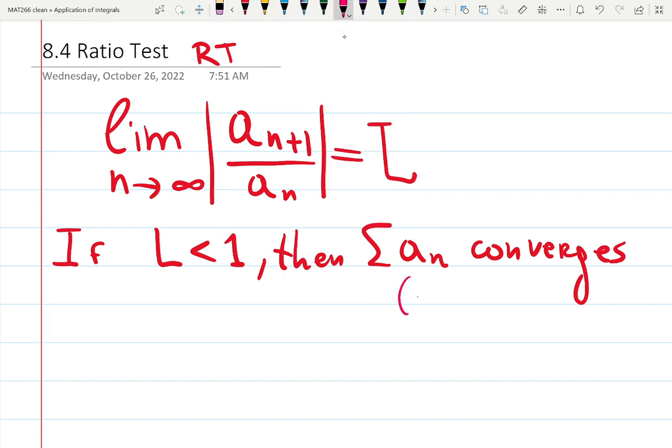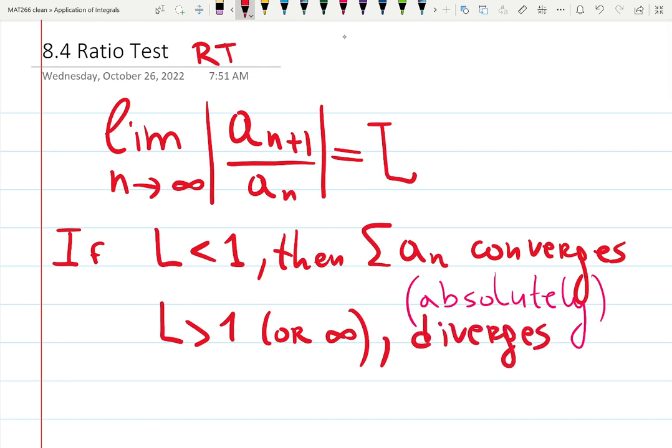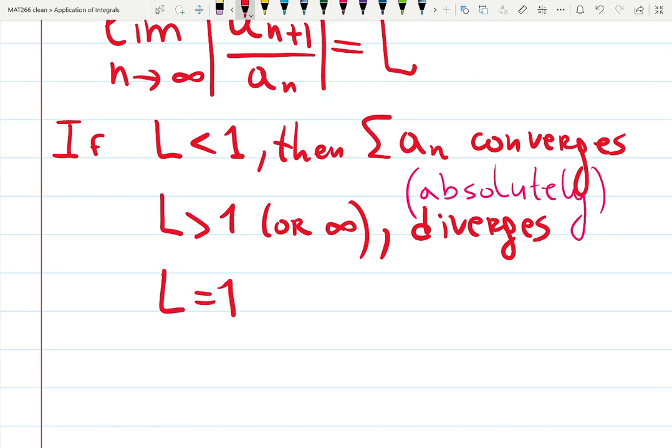What does it mean? Absolutely. It's a pretty important term in mathematics. Converges absolutely. If the ratio is greater than 1, like 4/3, 10/1, the numbers are getting bigger because we're checking ratios. So every time we check, the numbers are getting bigger. Let's put "or infinity". That gives you a hint. Diverges. Then let's put a comma, absolutely, then diverges. And then if L is 1, then no info, use another test.